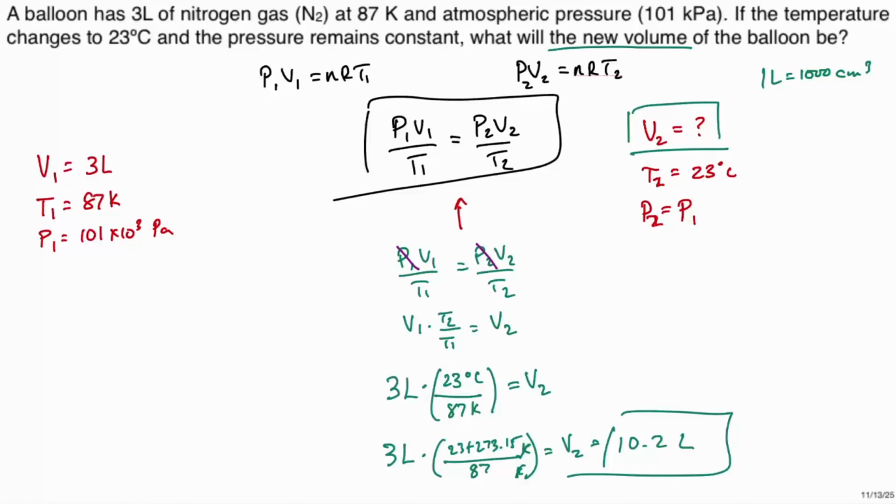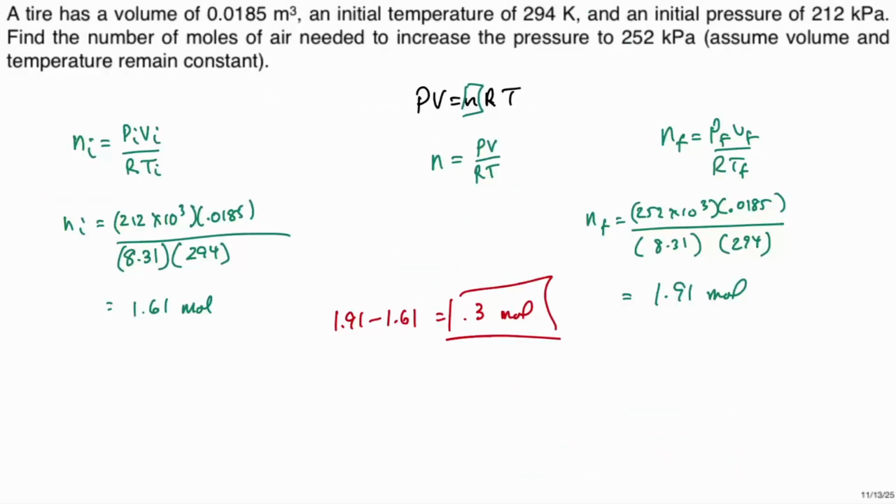What's going to happen to the volume if you keep the pressure the same? What's the ideal gas law say? If the pressure stays the same, volume and temperature are on opposite sides of the equal sign. If temperature goes up, what happens to the volume? It goes up.